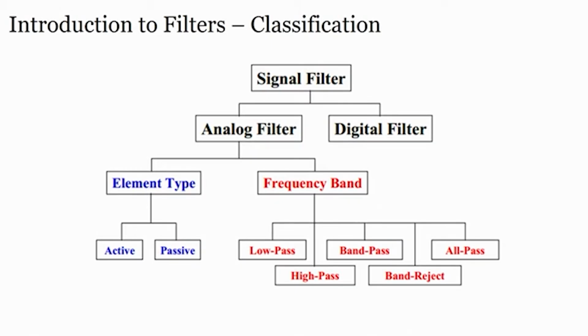Signal filters are divided into two different divisions, one is analog filters, one is digital filters. For the analog filter, based on element, it is either active or passive. Based on frequency, it can be low pass, high pass, band pass, band reject and all pass, right. Now you guys know what the classifications of filters are. One more thing that we understood, okay, excellent.